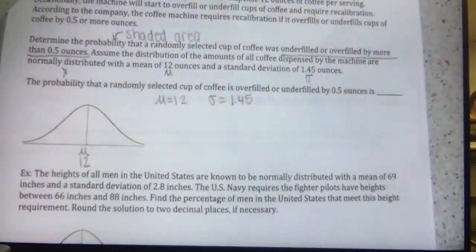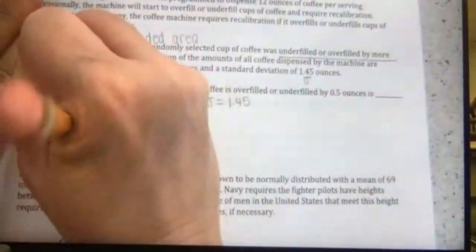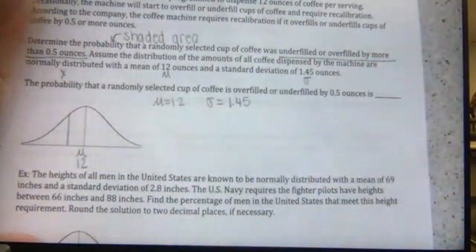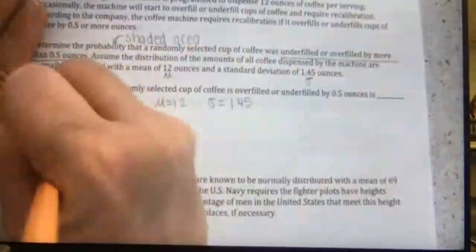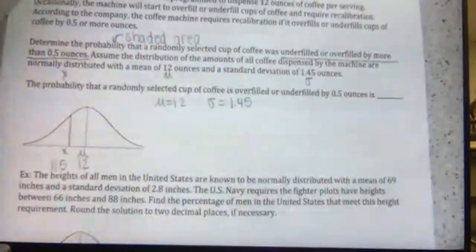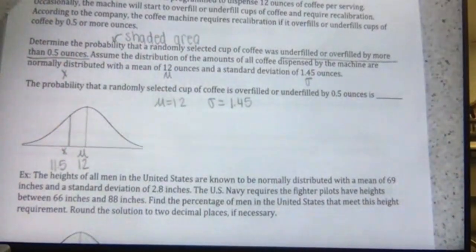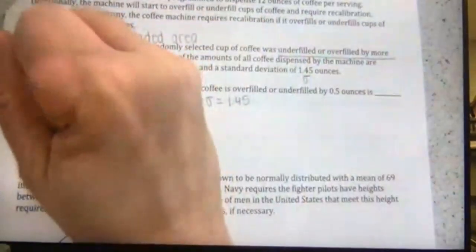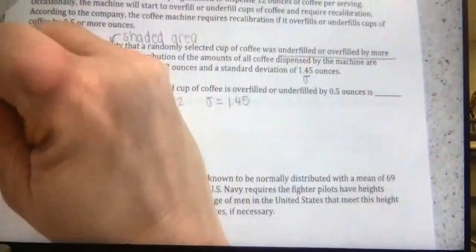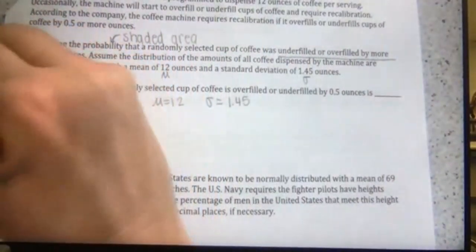And our standard deviation is 1.45. So if our cup was underfilled by 0.5 ounces, so if I go from our middle of 12, where it's supposed to be, underfilled so it doesn't have 0.5 ounces, that would give us our X value of 11.5, because we're going down 0.5. It says underfilled by more than 0.5. So if it's 0.5 or more, that means everything on the left-hand side going on forever towards negative infinity.